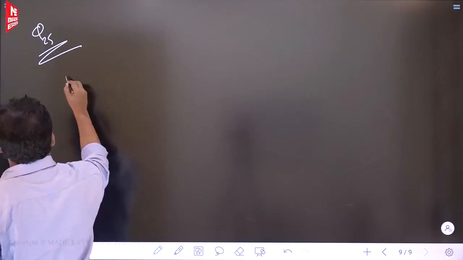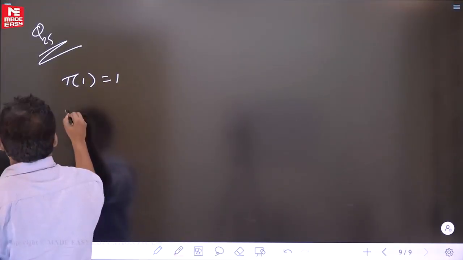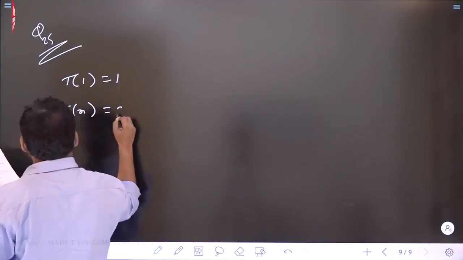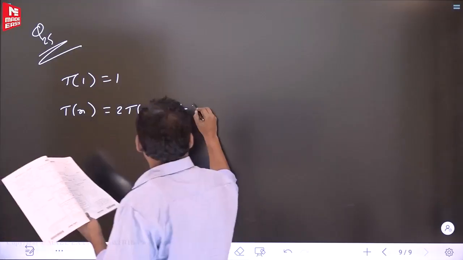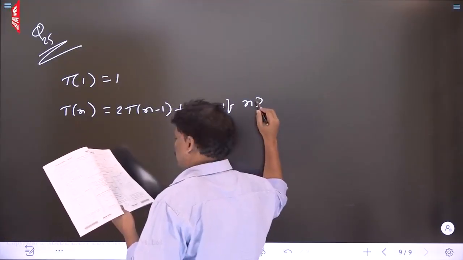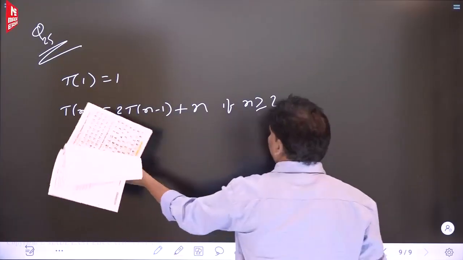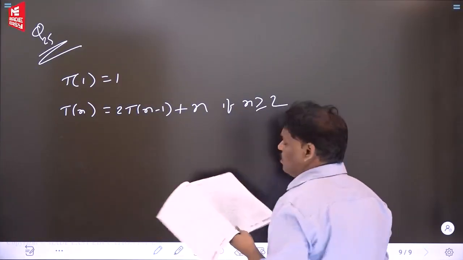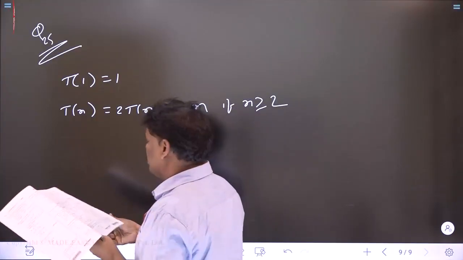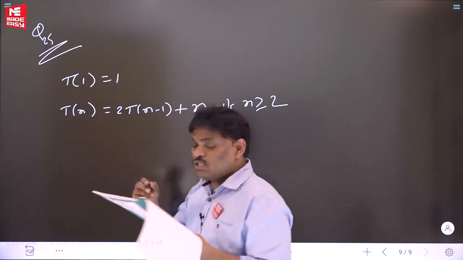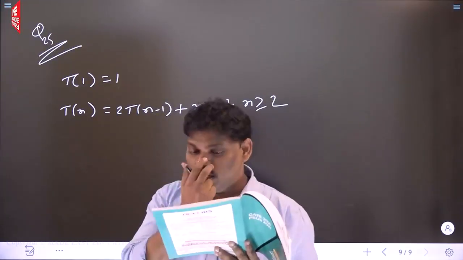See this one. One recurrence relation is given. T1 is equal to 1. Tn is equal to 2Tn minus 1 plus n, if n is greater than or equal to 2. Now he is asking, if you solve this recurrence relation, which will be the answer? This problem is very, very important. Question number 25, what is the answer?